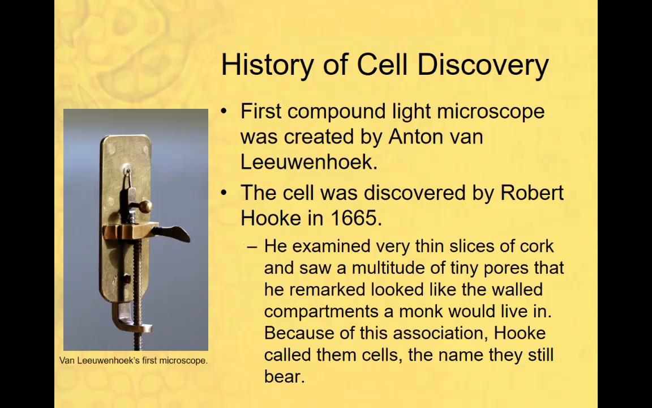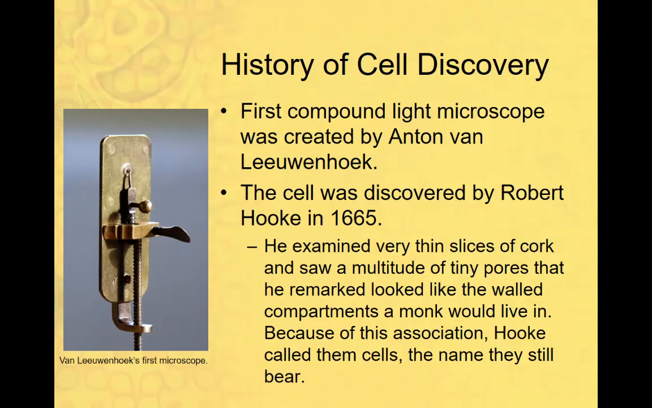The cell was discovered by Robert Hooke in 1665 when he was actually looking at cork cells. He examined some very thin slices of cork and saw a whole bunch of tiny little pores that he remarked looked like walled compartments that monks used to live in. Because of this association, Hooke called them cells, and that's the name they still bear. There's no other reason that they're called cells other than that this is what Robert Hooke called them.